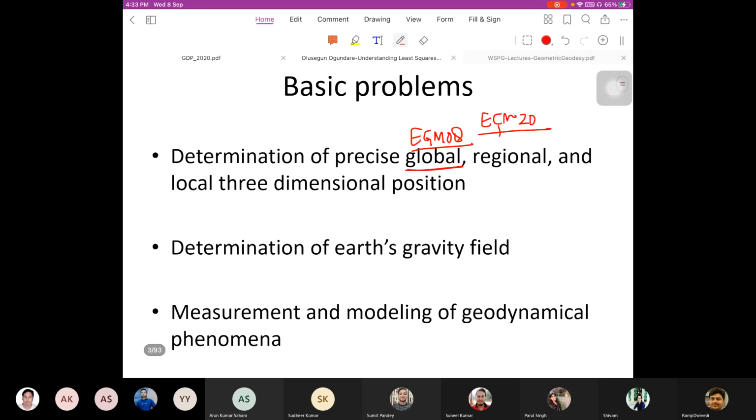The problems are very simple: we have to determine the precise global, regional, and local three-dimensional position. We also have to determine the Earth's gravity field. We will discuss more about it. What do you mean by gravity field? Gravity is a very inherent and important characteristic of Earth. Then there is measurement and modeling of geodynamical phenomena. What are geodynamical phenomena? The earthquakes, landslides, subsidence, volcanoes, and ice sheet movements. They are all geodynamical phenomena.